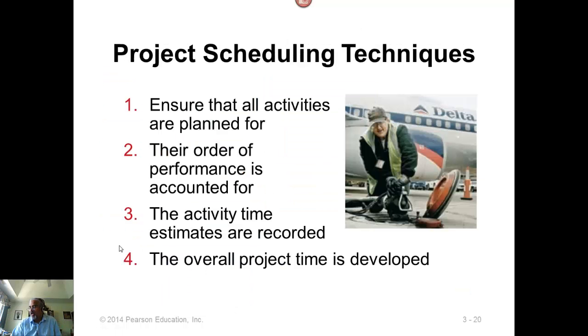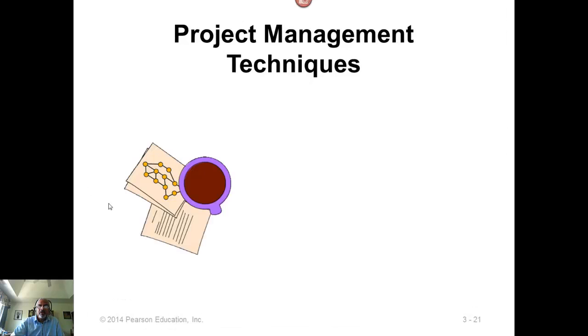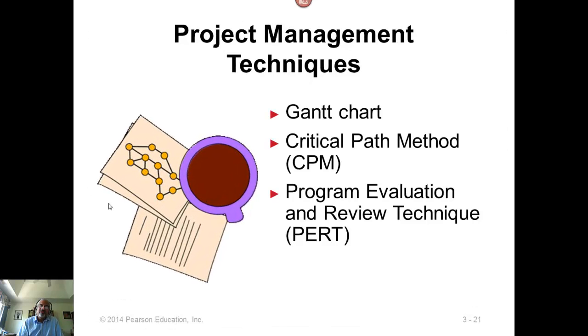So that's project planning. Now project scheduling involves making sure that all the activities are planned to begin at a particular time and end at a particular time. Their order of performance must be accounted for, the activity times must be estimated and recorded, the overall project time needed is developed, and you make sure that the project gets completed within that time. Now for project management techniques, there are three of them that we will go over: the Gantt chart, which is more of a monitoring tool, then the critical path method, CPM, and the program evaluation review technique, also called project evaluation review technique, PERT. These are both monitoring as well as scheduling techniques.